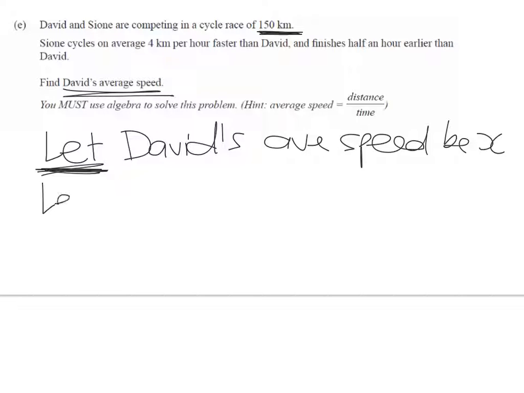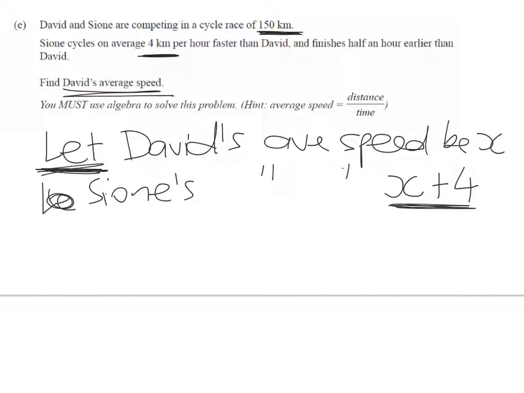So now I know that Sione's average speed must be, let's think about it, if he goes 4 kilometres per hour faster, which way is it going to go? Is it going to be x plus 4 or x minus 4? Well, this one's not bad, because if you think about your car, if you speed up, your speed's going to increase. So Sione's speed is faster, so his average speed is x plus 4.